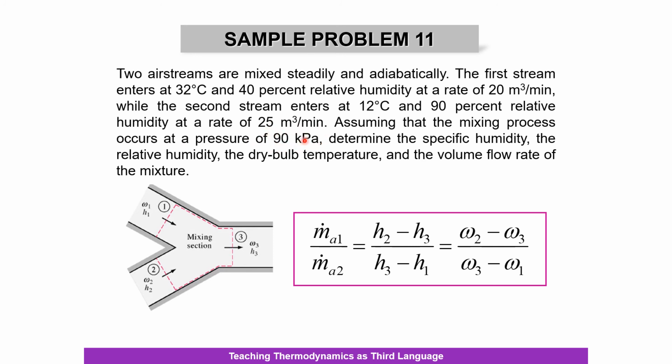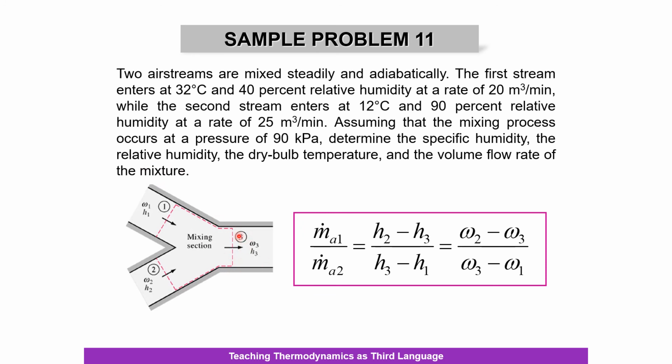Bear in mind this is 90 kilopascal, not 1 atm, so you can't use the psychrometric chart here. You will have to do it using your equations. You are asked to determine the specific humidity, relative humidity, dry bulb temperature, and volume flow rate of the mixture, which is state 3.